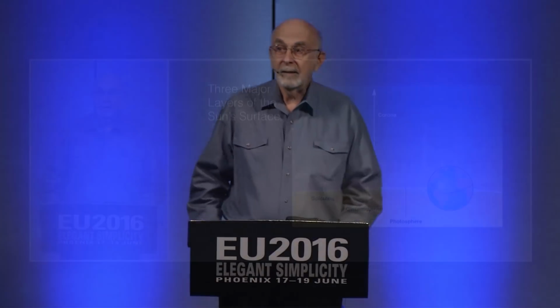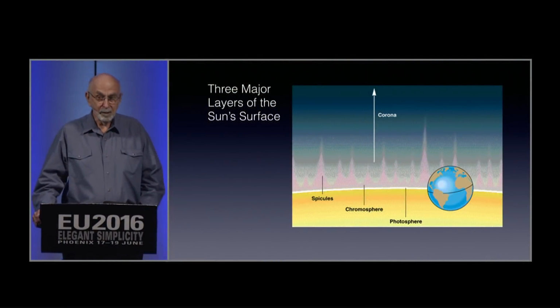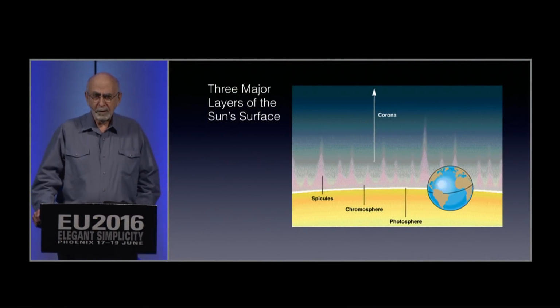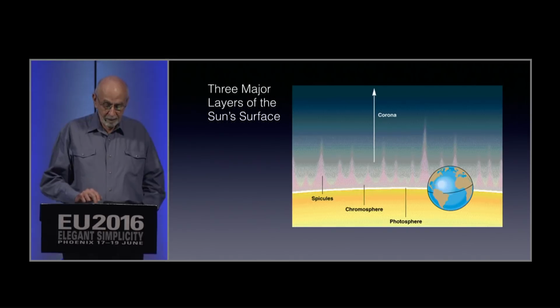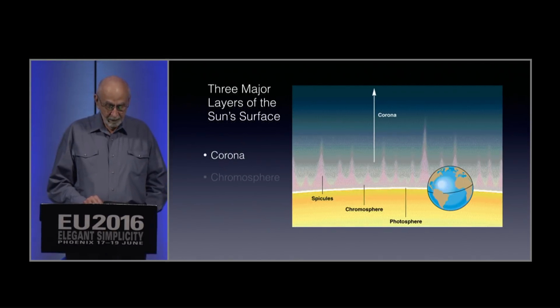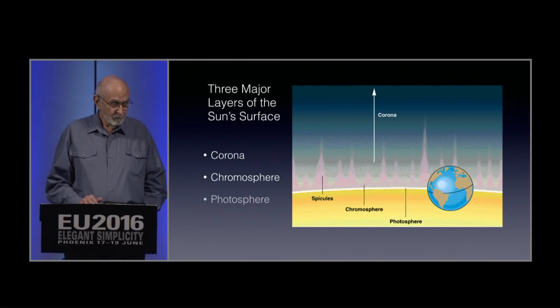Anyway, again, to state the obvious, we all probably know that the three major layers on the sun that are important, if you come toward the sun in the order in which you see them, would be the corona, the chromosphere, and the photosphere.